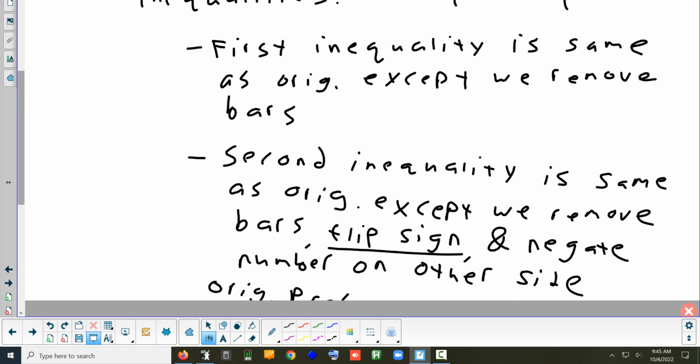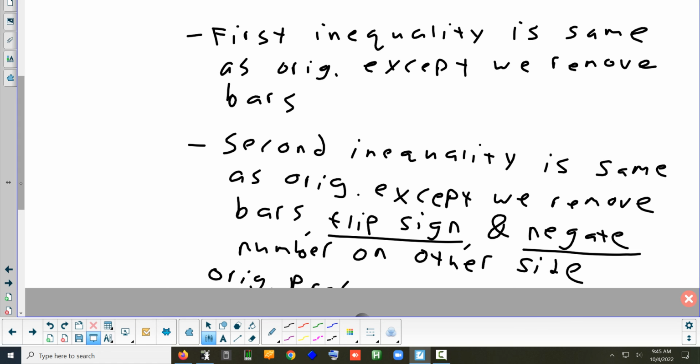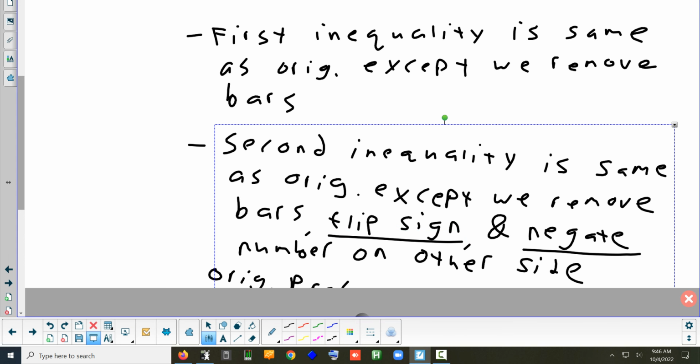Flip the sign and make the number on the other side the opposite. So if it was a positive, you make it negative. If it was already negative, you would make it positive. So the first one, take out the bars. Second one, take out the bars, flip the sign.